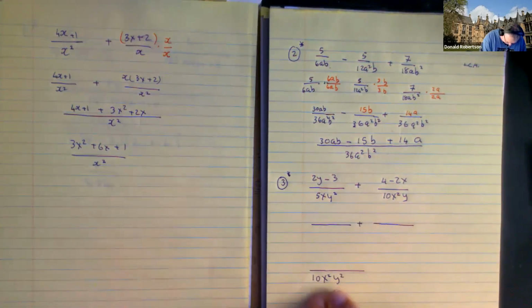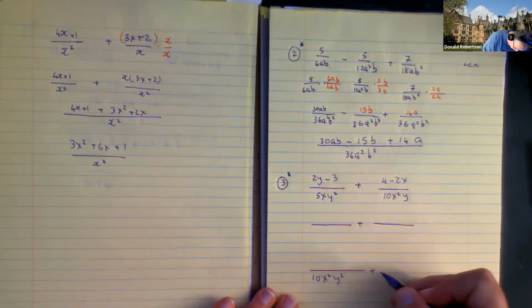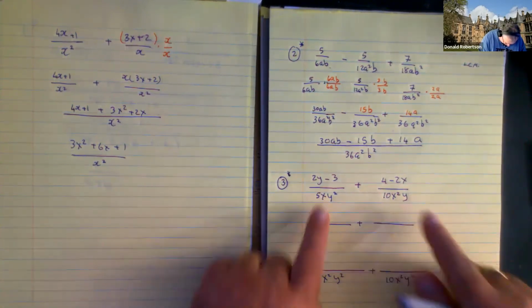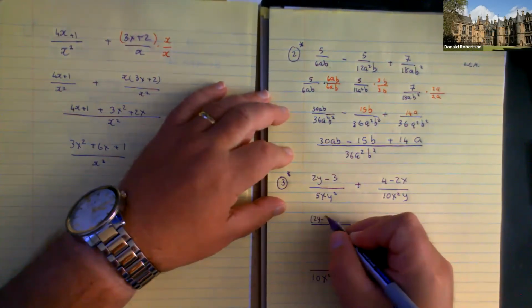X and x squared, I need an x squared. Y squared and y, I need a y squared. So I now know what to turn both these fractions into. These fractions have to be converted to that. So here's my original.